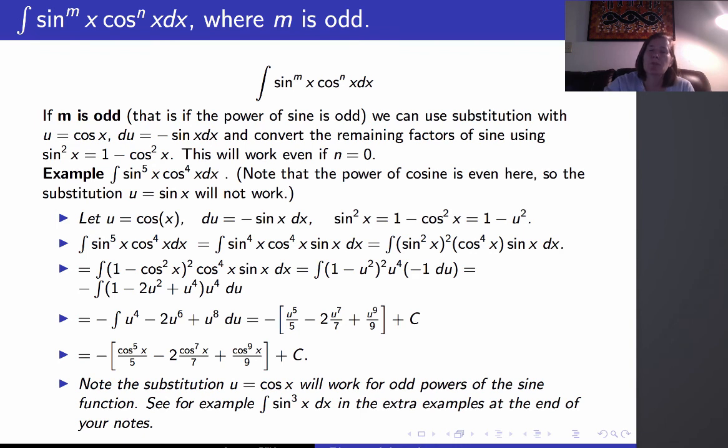Note that our substitution u equals cosine of x will work for odd powers of the sine function also. See, for example, the integral of sine cubed of x in the extra examples at the end of your notes. And this can also be solved by integration by parts, but if you can use a substitution, this is a much easier way of solving this integral.